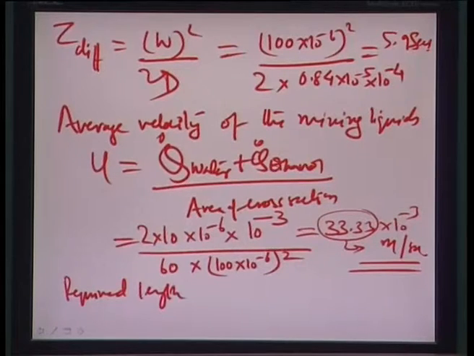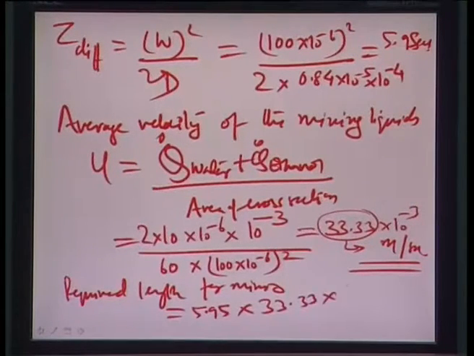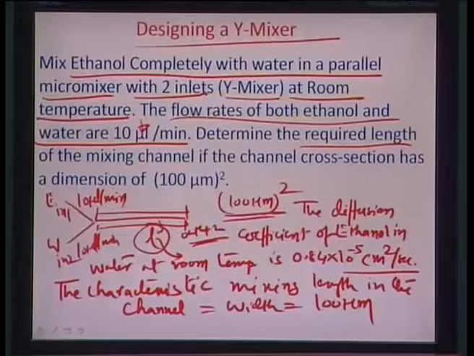So the required length for the mixing in this case is nothing but the diffusion time, which is 5.95 times the velocity of the fluid flow, and that comes out to be equal to about 198 millimeters. So the length of the channel here, which you need, is really about 200 millimeters for the flow to mix completely. So that is how you do these problems of designing Y mixers.